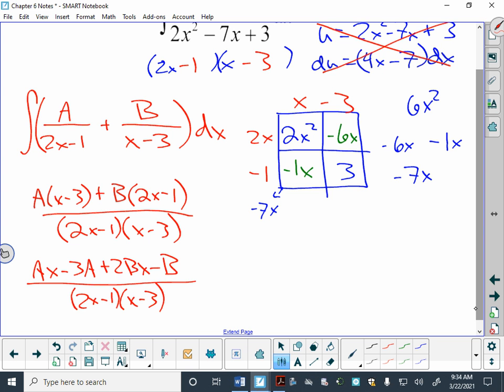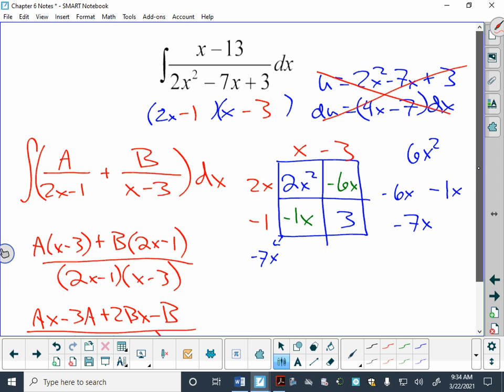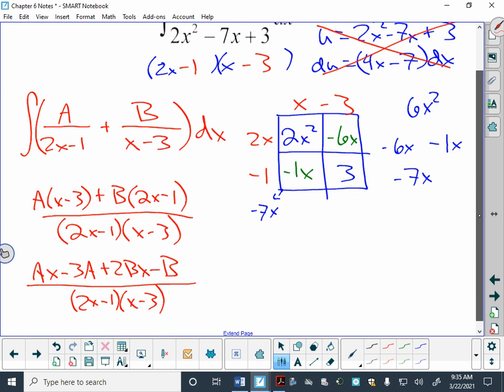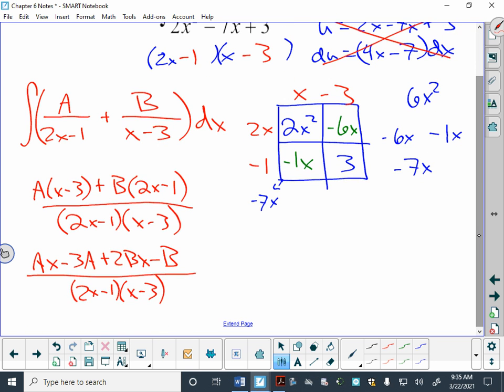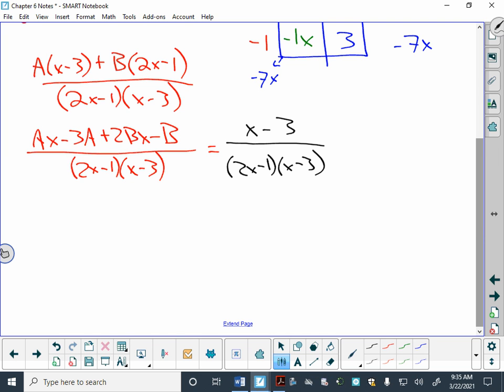In this, when they simplified it, they got x minus 13 in the numerator. So this has to be the same thing as I started with, the x minus 13 over the 2x minus 1 times x minus 3. And the only way that these two things are going to be equal to each other is if the numerators are the same. Right? Because the denominators are already the same. So, can we figure out what the a and b were?